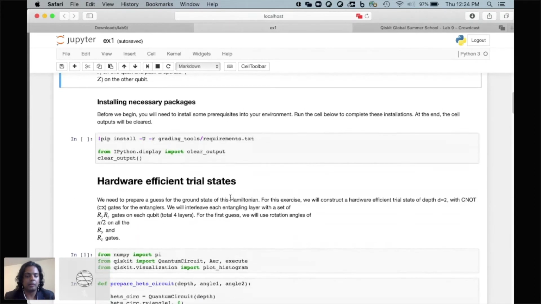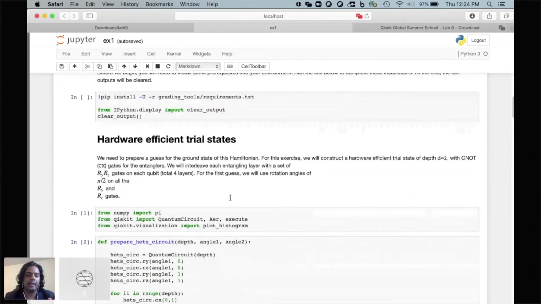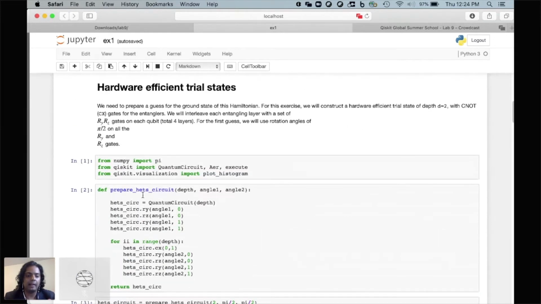So for this Hamiltonian, we're going to try and construct a guess state, a hardware efficient trial state. The first guess is defined in this block. We're going to define this for a depth 2 circuit using CNOT gates as the entangler steps. And then I spoke about how one could use parameterized single qubit rotations as the parameters for the trial. So that's what we're going to do.